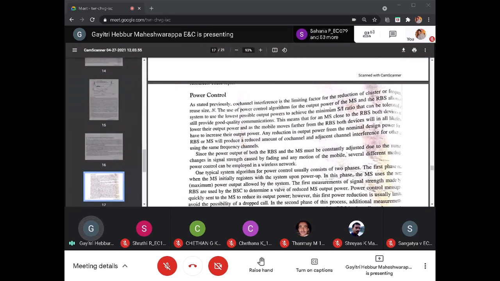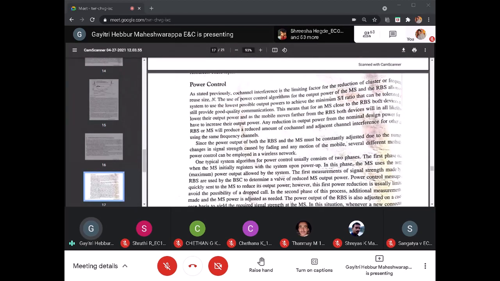And since the power output of both RBS and MS must be constantly adjusted due to the changes in the signal strength caused by fading and any motion of the mobile, several different methods for control can be employed in a wireless network. So to take care of all those things, the fading has to be reduced. That means fluctuations at the receiver have to be reduced. SI ratio has to be improved. Interference has to be reduced. Co-channel interference, adjacent channel interference. So the algorithm has to be designed in such a way that it takes care of all these issues.